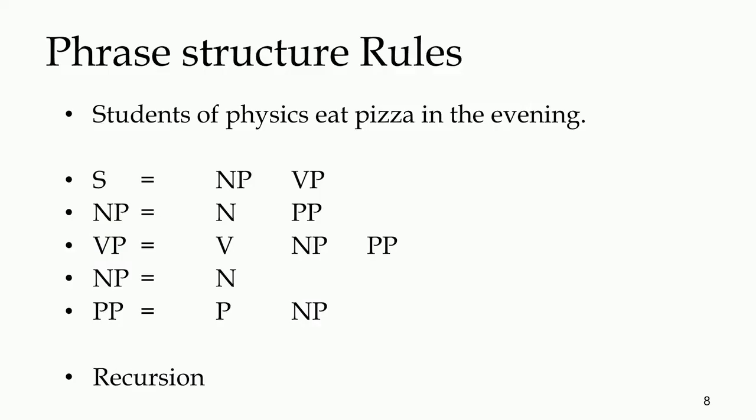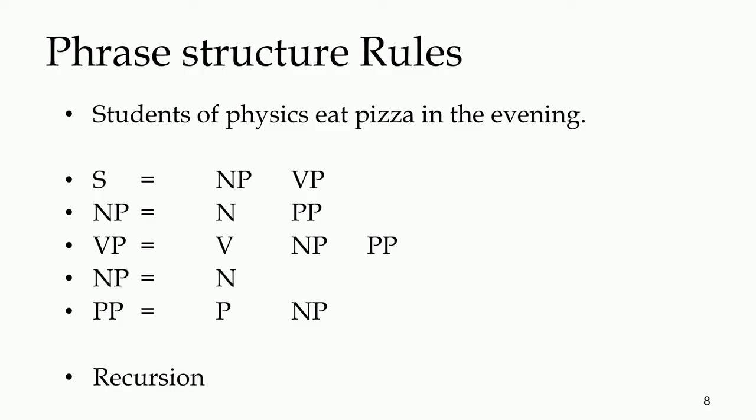How does this work? How does the combination of these things work in terms of a sentence? We can say broadly there are two parts of a sentence. Sentence equals an NP and a VP. If you take the example of the sentence on the screen, students of physics eat pizza in the evening, what are the two components? Students of physics as one NP and eat pizza in the evening as the second part, which is a VP.